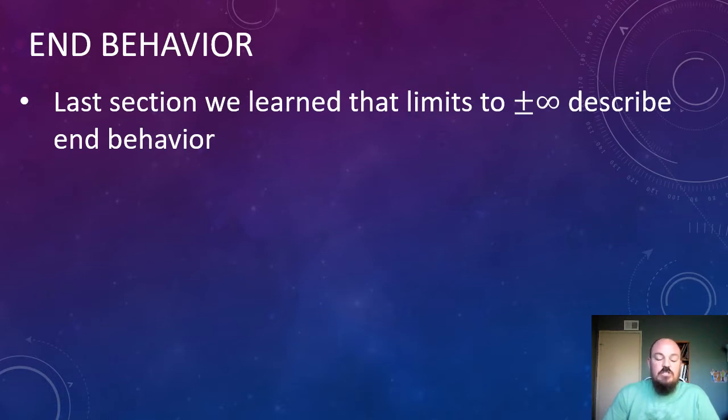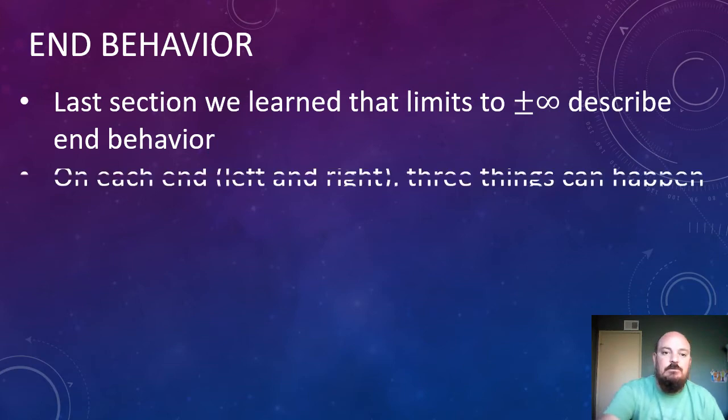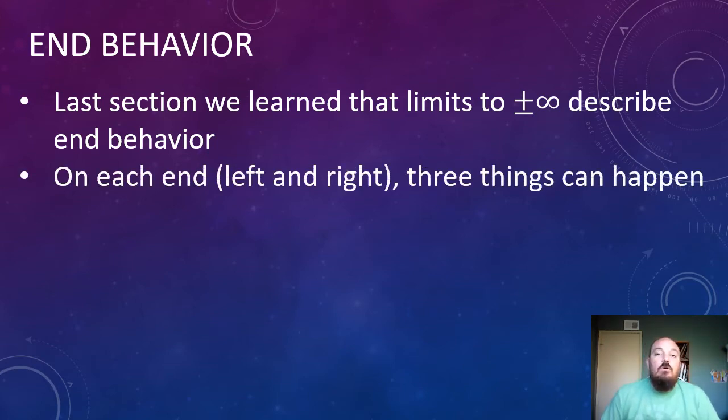And one of the things we mentioned is that what you're actually doing when you're doing the limit as you go to positive or negative infinity is you're describing the end behavior of the graph. You're talking about what happens way off to the right or way off to the left on the graph. So on each end, either way off to the right or way off to the left, three things can happen.